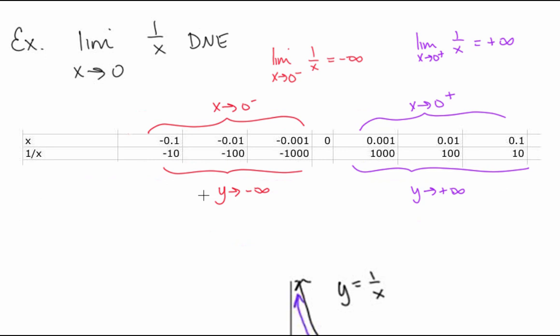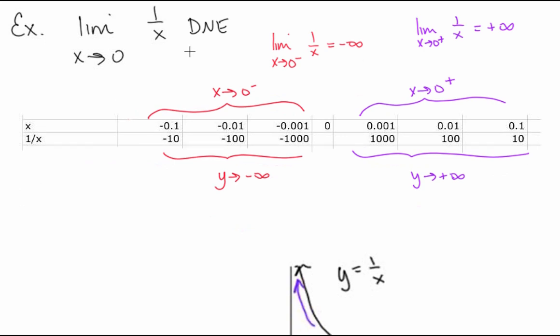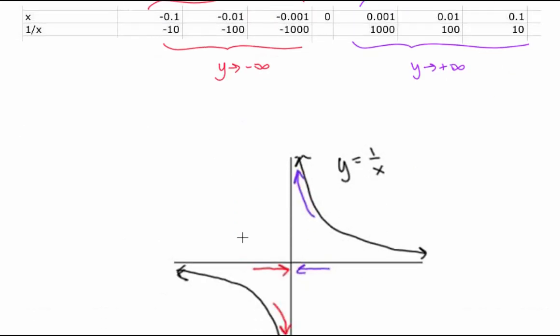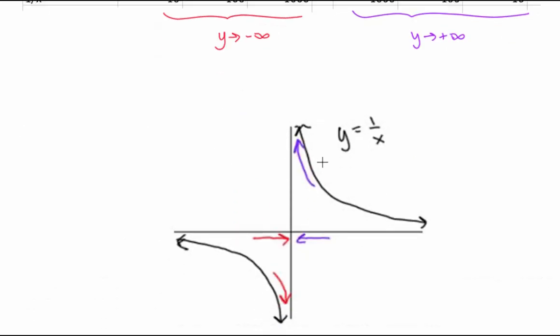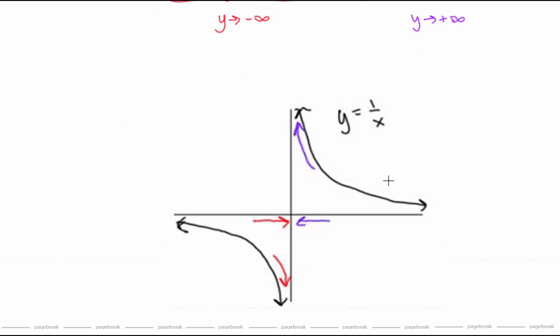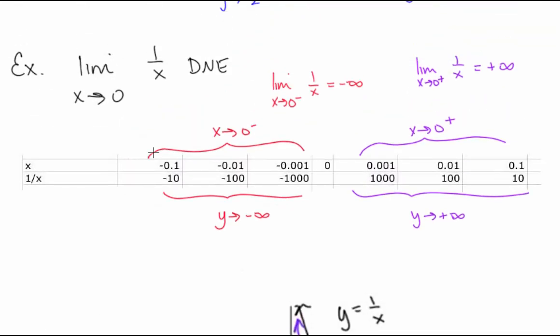And let's take a look at this graphically. We talked about this function y equals 1 over x in the last video, so you should be familiar with that graph. That's here. As x goes to 0 from the left, the y values are going to negative infinity. As x goes to 0 from the right, the y values are going to positive infinity. And so the two-sided limit as x goes to 0 of 1 over x does not exist.